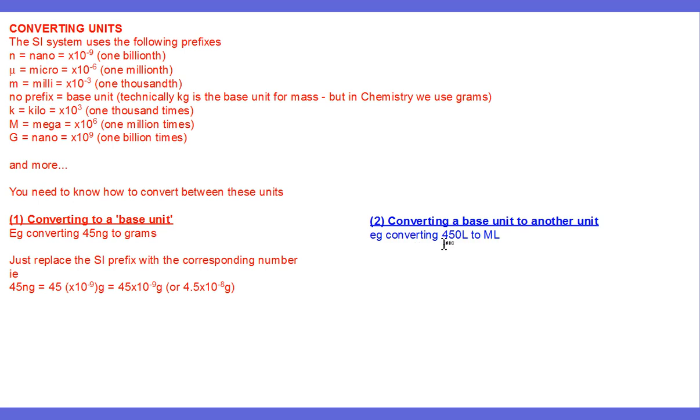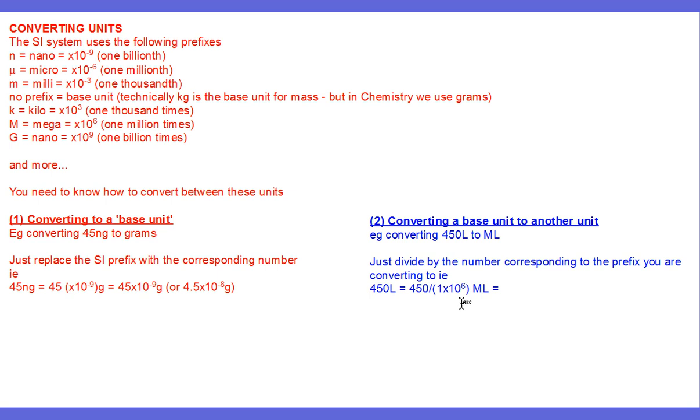This next one's a little bit more complicated. If you've got the base unit, for example here litres, and you want to convert it to a different unit, what you've got to do is a little bit different. In this case, you divide by the number corresponding to the prefix. Over here we just multiply by the number corresponding to the prefix, here we've got to divide. So with 450 litres, we're changing it to megalitres, so we divide by a mega. So 450 litres is 450 divided by 10 to the 6, or 0.00045 megalitres, or 4.5 by 10 to the minus 4 megalitres.